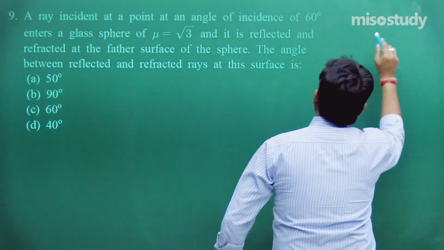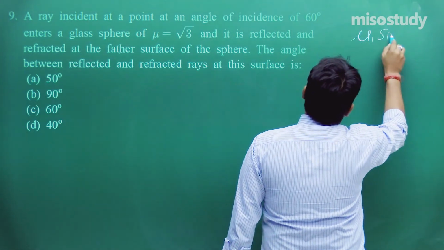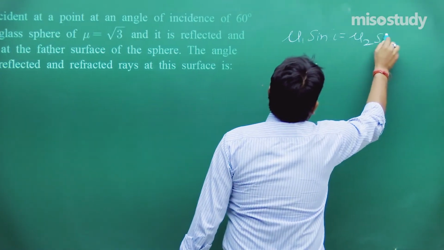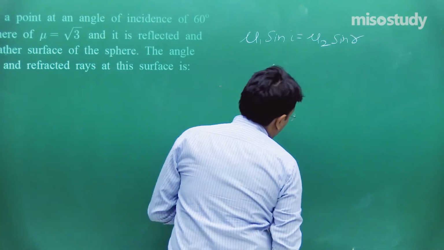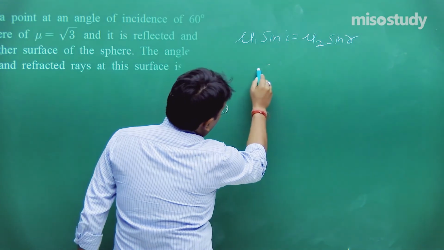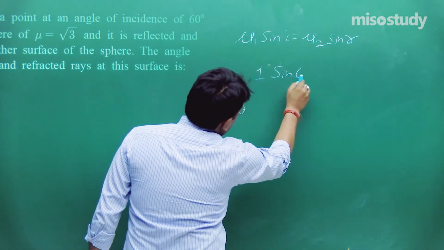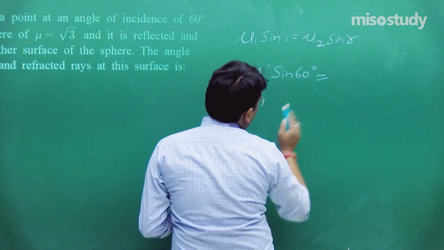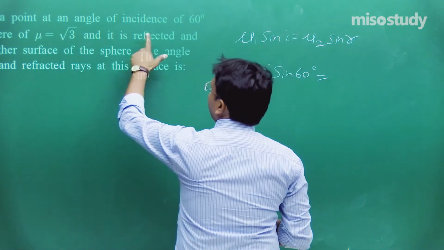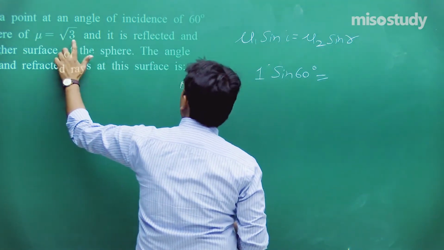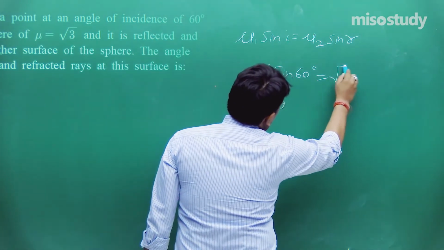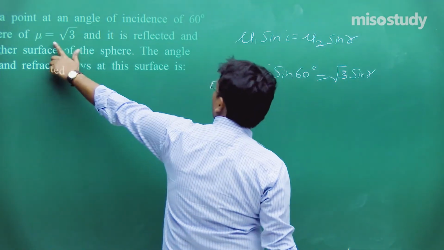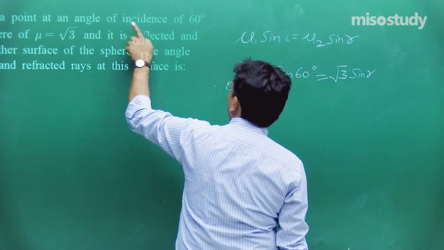So now simply I am writing the formula mu1 sine i is equal to mu2 sine r. Basic result, refraction, diffraction both are taking place. So it's going to be 1 sine 60, value is given over here, 60 degree, is equal to, that is remaining angle is going to be 30, yes, so root 3 it is given, so it's root 3 sine r, fine. Mu2 is root 3, mu1 is 1.